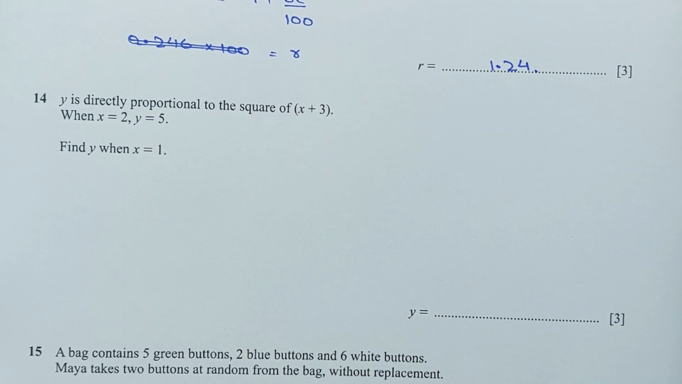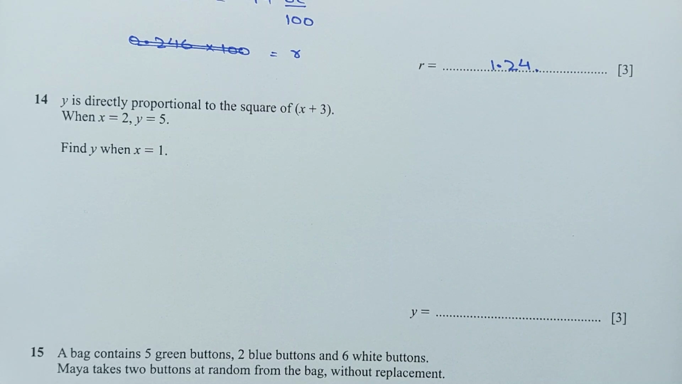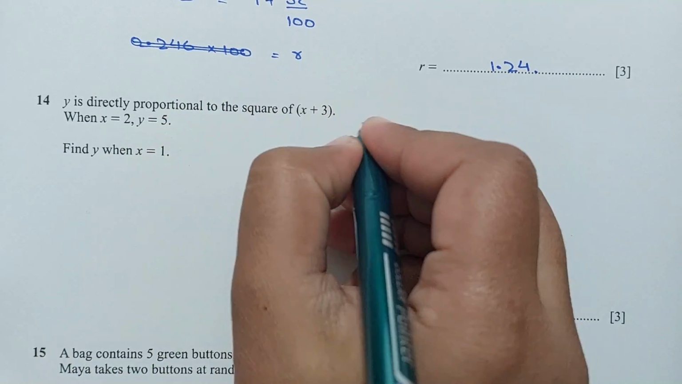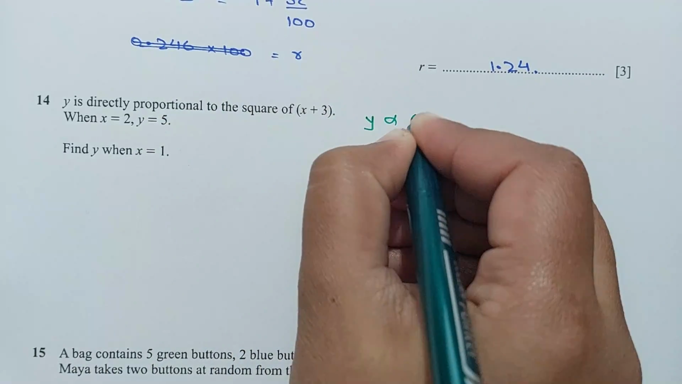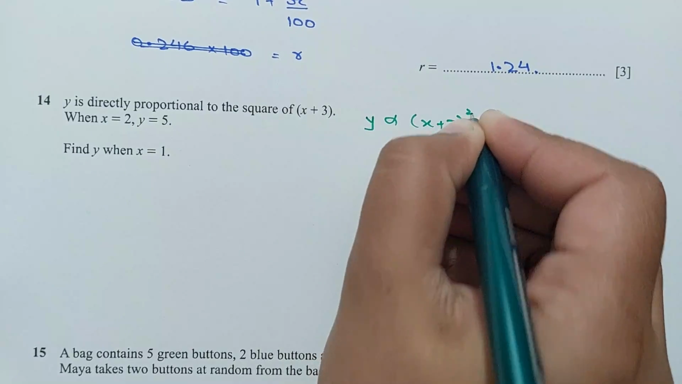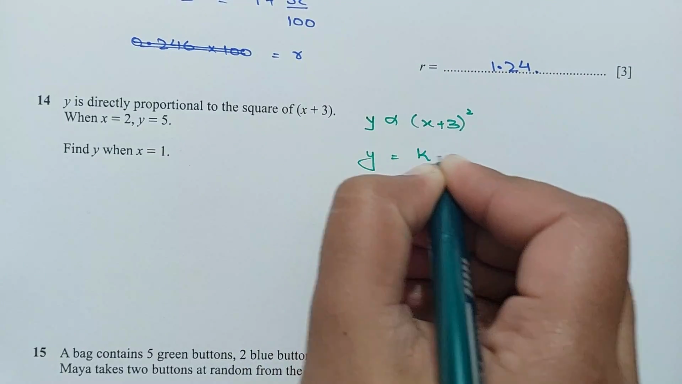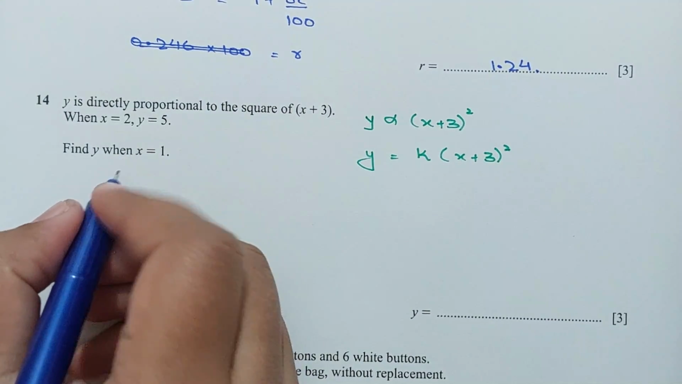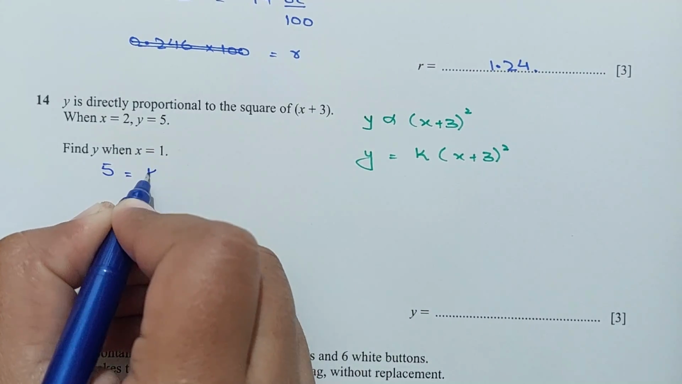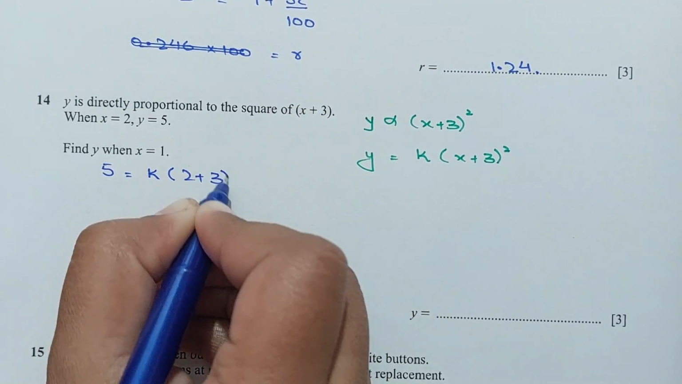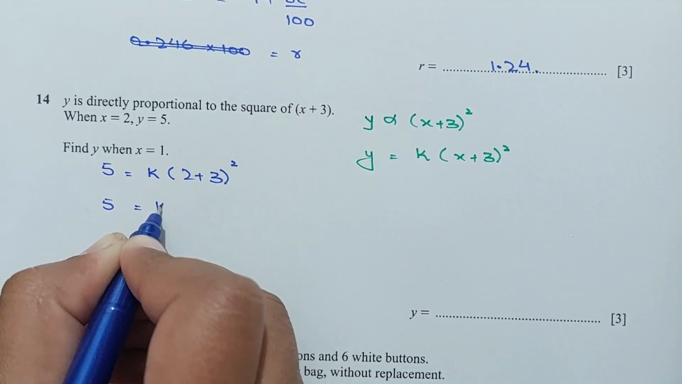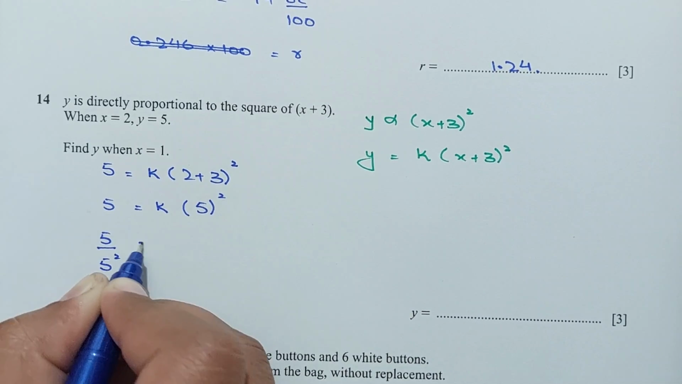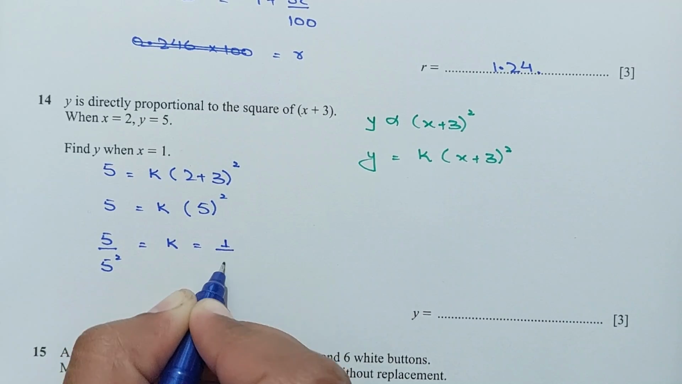Now moving to question number 14. y is directly proportional to the square of x plus 3. When x is 2, y is 5. Find y when x is 1. So y should be equal to some constant of proportionality k times (x plus 3) squared, right? So y value is 5. This should be equal to k, and x is 2 plus 3 whole square. This is 5 and this is k, and this is 5 square, right? So 5 over 5 square is k, and k is 1 by 5, right?